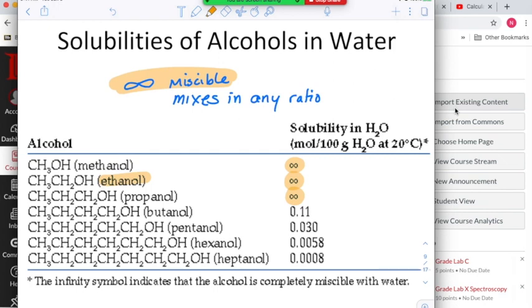So you could take a teaspoon of it and mix it with 2 gallons of water. It'll mix perfectly. On the other hand, you could take 2 gallons of alcohol and put 1 teaspoon of water in it. It will mix perfectly. So any proportions you want. So if it is miscible, this idea of saturated, unsaturated, supersaturated no longer applies because it just mixes perfectly no matter how you want to mix them. All right, so any questions on that idea of miscibility?